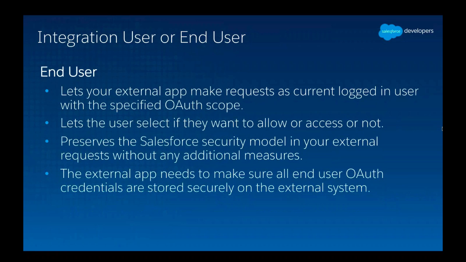So end user, as I said, it lets the user actively select what exactly the access he or she should have. The external app needs to make sure all end users' OAuth credentials are stored securely on the external system. So once you receive the OAuth tokens or that access token, you want to make sure those access tokens that are going to be generated for the user are stored securely within your applications.